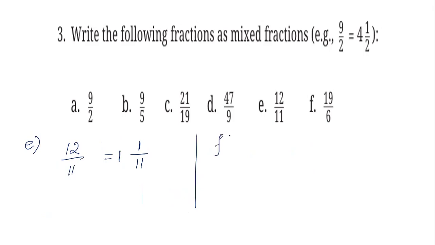Next, F, 19 by 6. 3 quotient, 1 remainder, 6 divisor. That means, see here, 19 divided by 6 means 6 threes are 18. 19 minus 18 is 1. 3 quotient, 1 remainder, 6 divisor. 6 into 3 is 18, 18 plus 1 is 19.